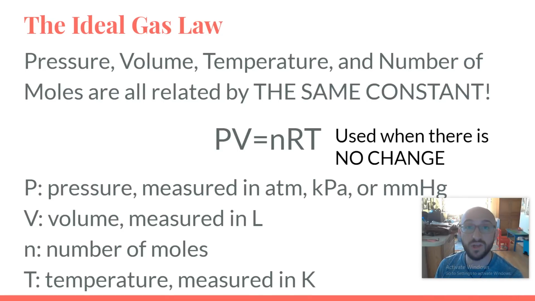This gives us an equation that we only use when there is no change. So if I give you a problem where I say, hey, the pressure, volume, temperature was this, and then I doubled the temperature, there's a change. Do not use this equation. You use this equation only when nothing changes.